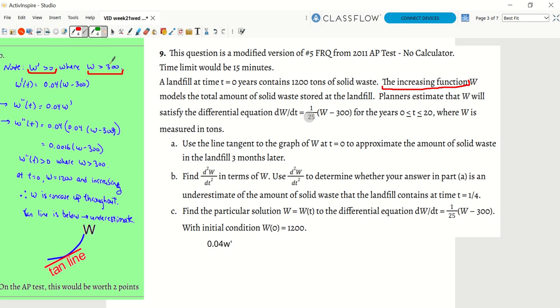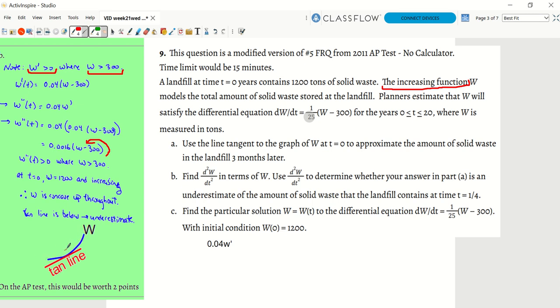And if this is true, that must be true. Because if you plug in anything less than 300, the single derivative becomes negative, and we want it to be positive. So in order for this to be true, that's true. And if this is true, and you plug that into the second derivative, it is always positive, which means it's concave up.